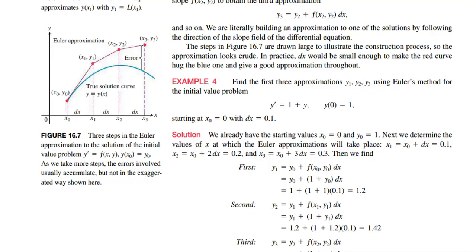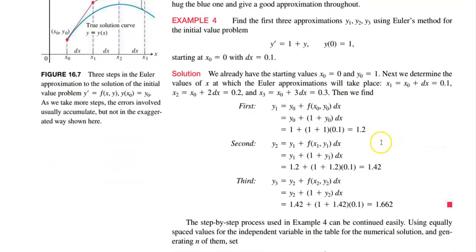And then we find y1 is y0 plus f of x0, y0 dx. f of x0, y0 is 1 plus y0, and we know y0 here is 1. So y1 is 1 plus, and then 1 plus 1 times 0.1, that's my dx, so that's 1.2.